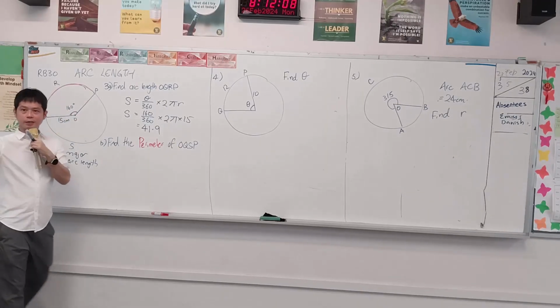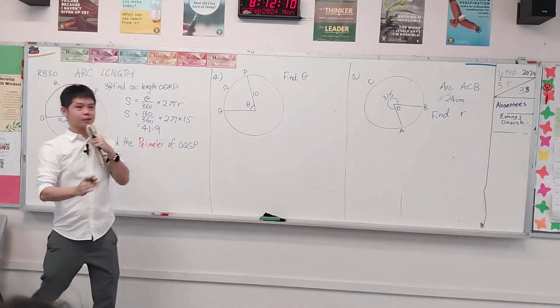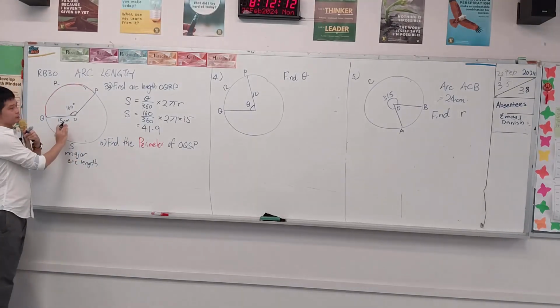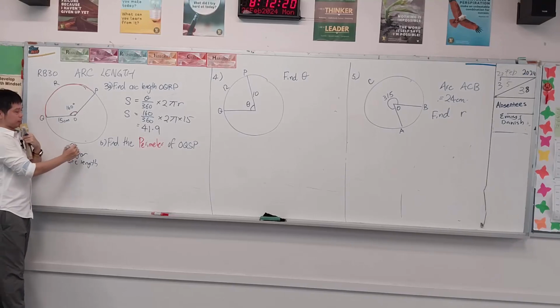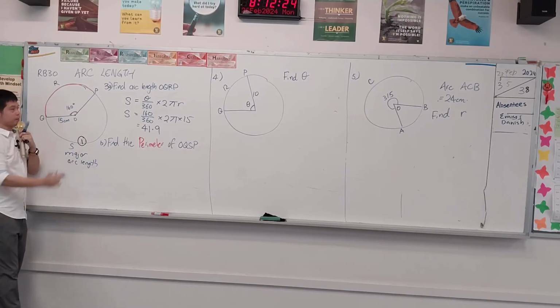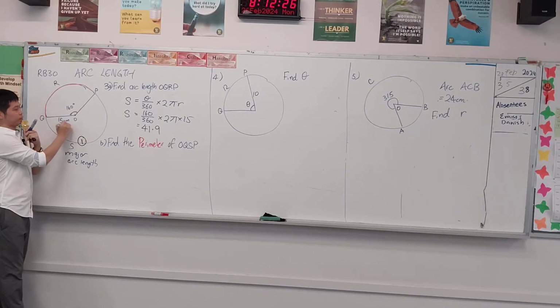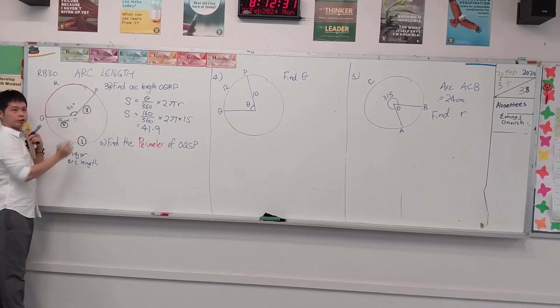Now, the perimeter of OQSP has how many parts? You know what perimeter is, right? You add up all the sides. So how many sides does OQSP have? Is it one side only? Actually, it has one side, which is the arc length. It has a second side, which is the radius. And it has a third side, which is the radius.